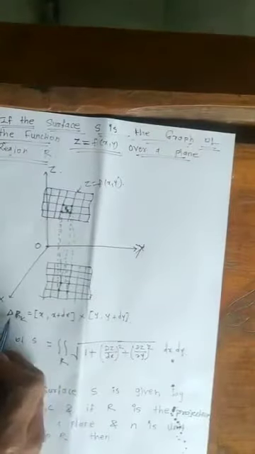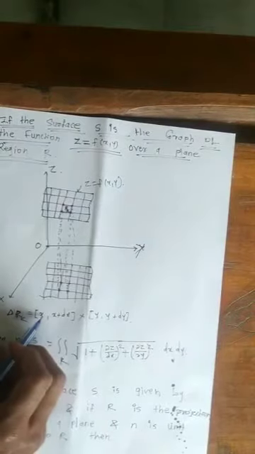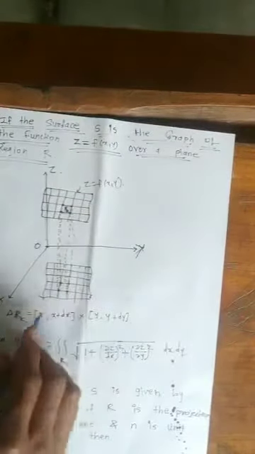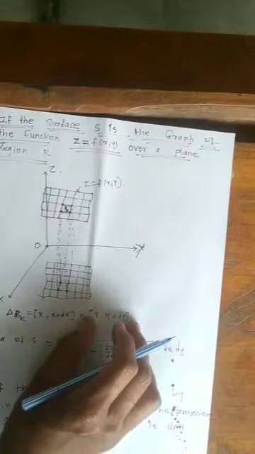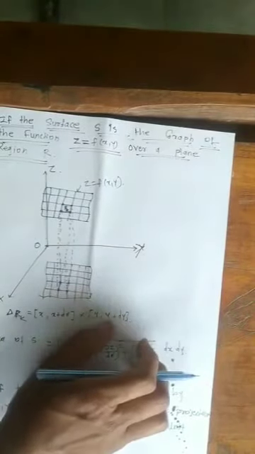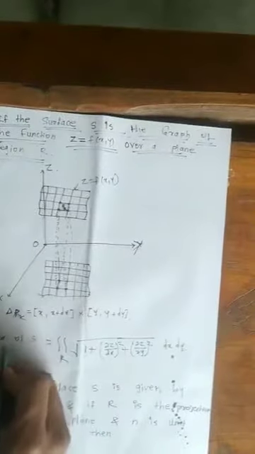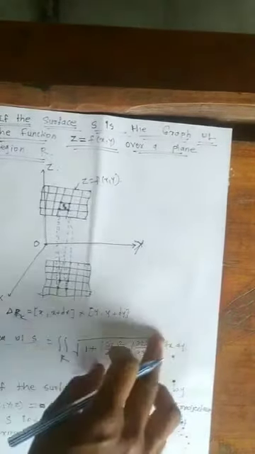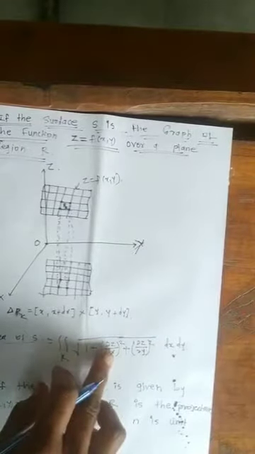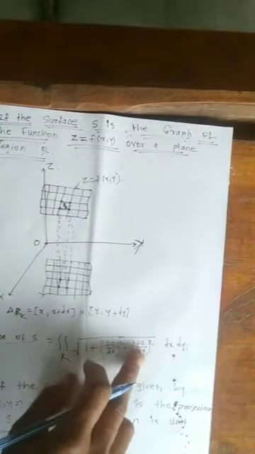Here delta of Rk is equal to the closed interval x to x plus dx times the closed interval y to y plus dy. So the area of S will be the double integral over R of square root of 1 plus (dabba z by dabba x) squared plus (dabba z by dabba y) squared dx dy.